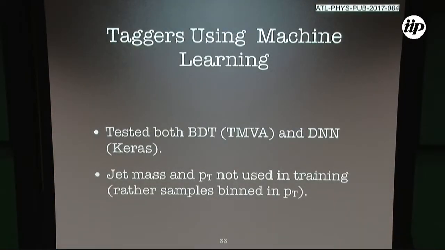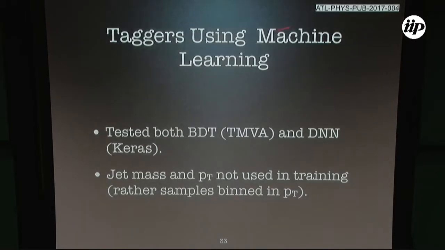Now, let me spend a couple of slides on taggers using machine learning. At Lepton Photon this year, we had a big discussion on these things. Jesse Thaler famously said, deep thinking should always be deep learning. Who knows? As we just saw, the machine learning taggers are kicking our ass essentially, but we are not using those things. Anyway, let me step back and see how we got those lines.